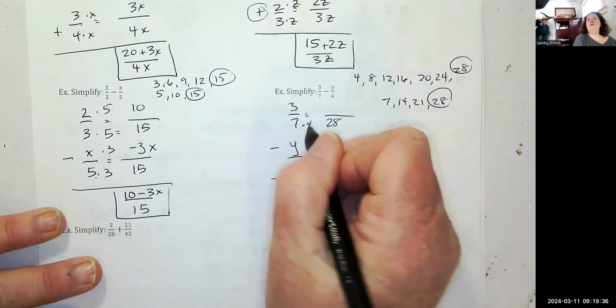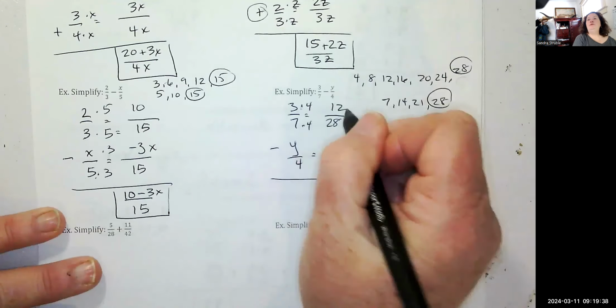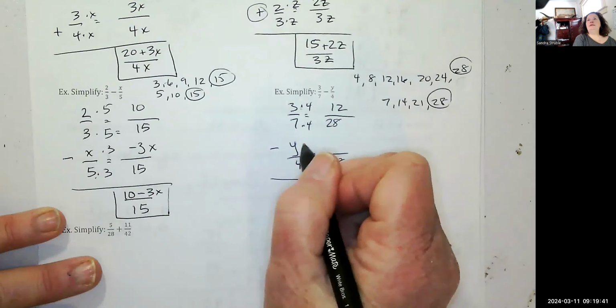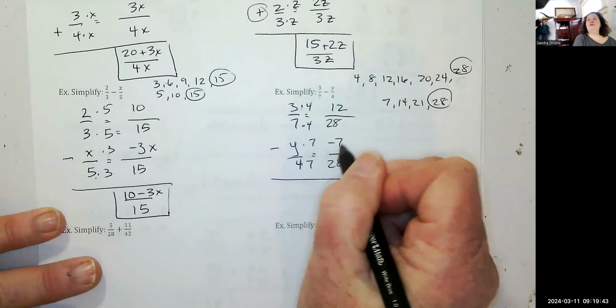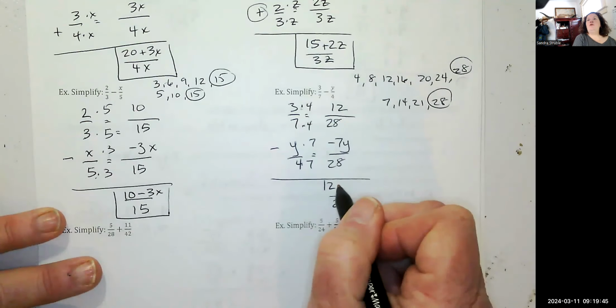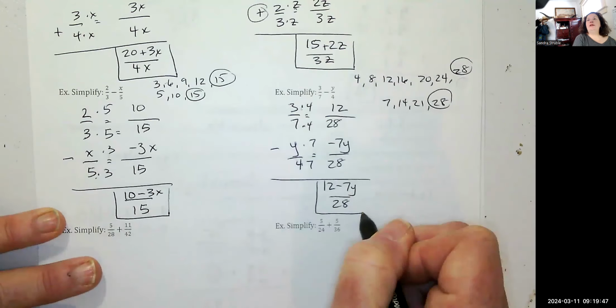7 times 4 was 28, so 3 times 4 is 12. 4 times 7 was 28, so negative y times 7 is negative 7y. So this is just 12 minus 7y over 28.